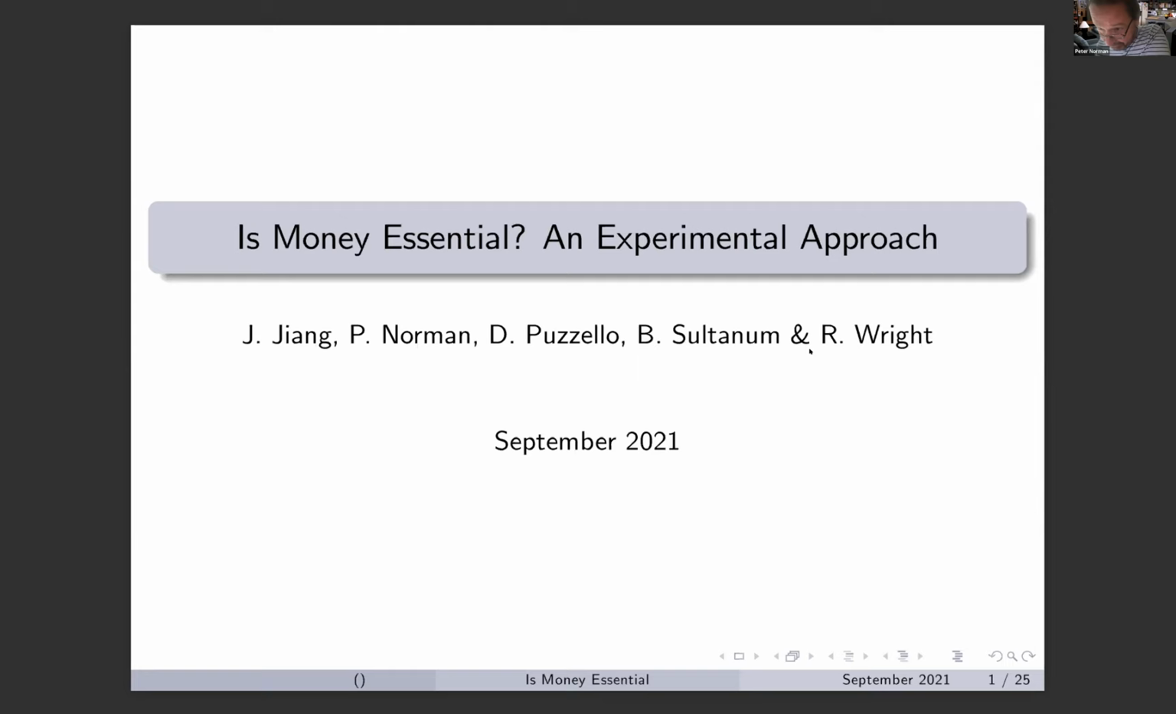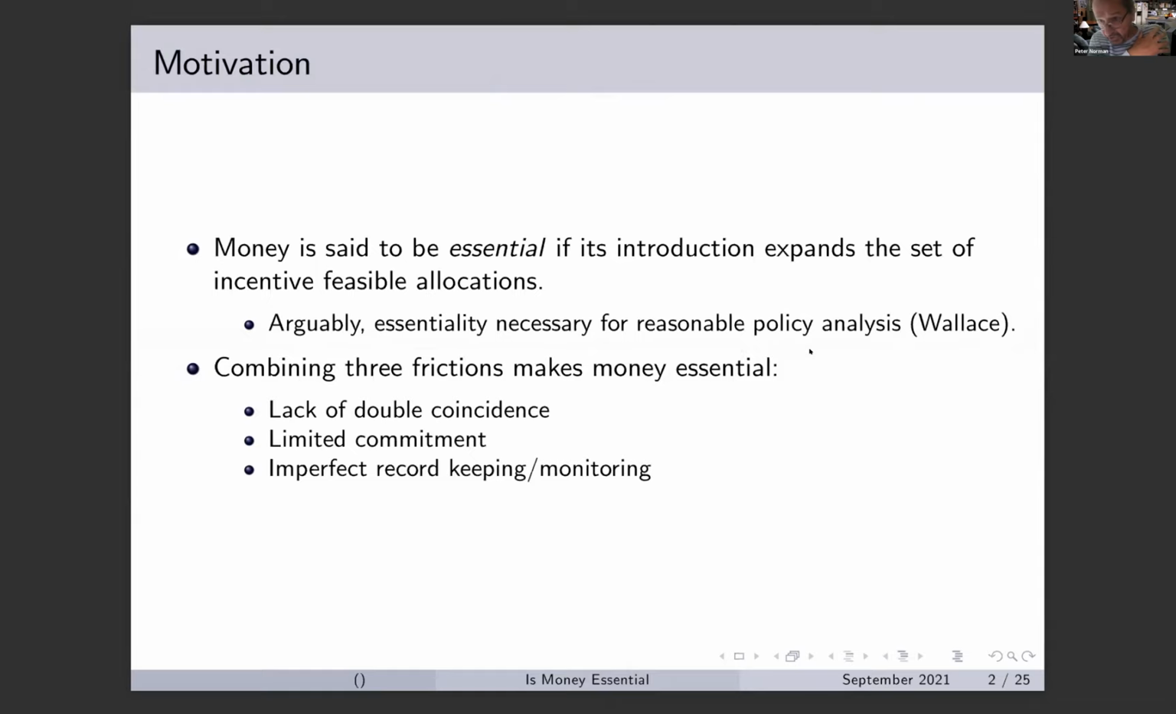So the motivation here goes back to trying to figure out the role of essentiality of money in an experimental setting. I don't think I need to argue with you about why we like money to be essential. And in terms of what makes money essential, there are three features that are part of our experimental setup, but are also part of any model where money is essential that I'm aware of. We need some spatial friction, typically a lack of double coincidence of wants. We need some limited commitment so that we can't just promise stuff and keep our promises. And we also need something having to do with imperfect record keeping or monitoring.